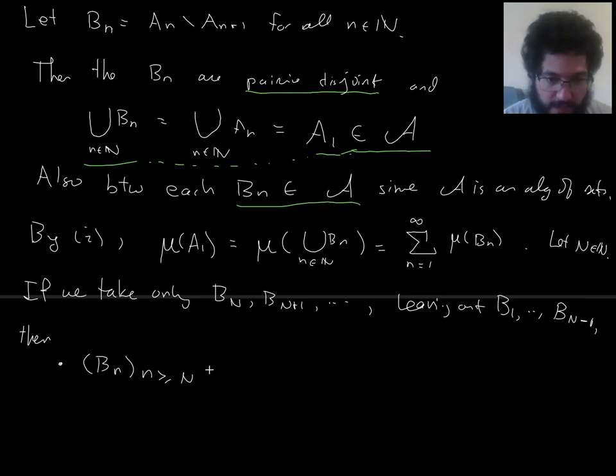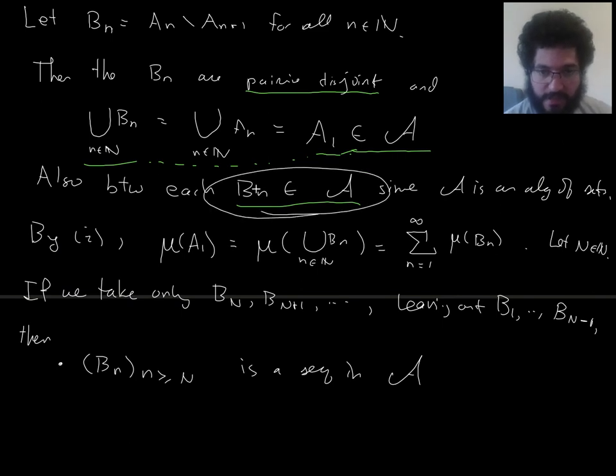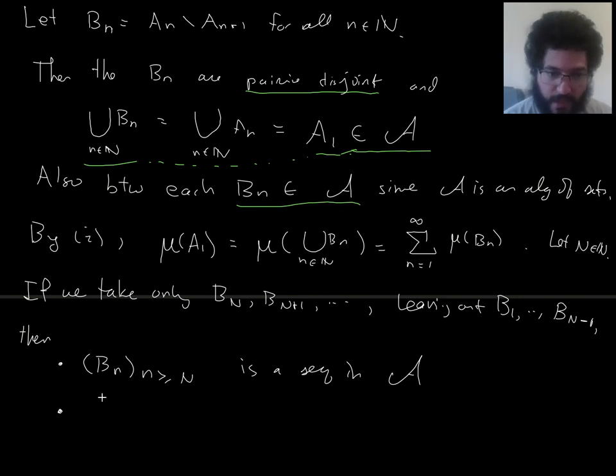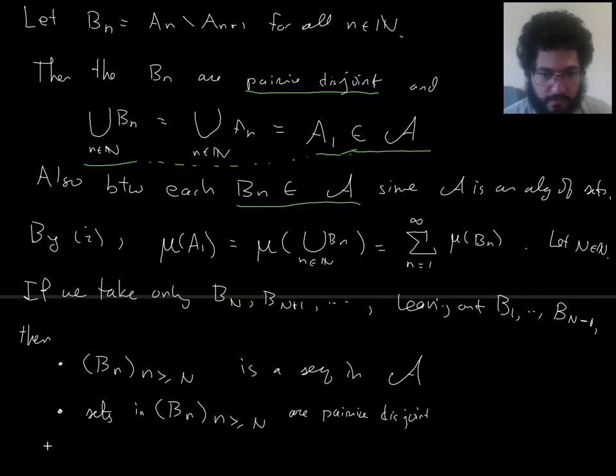Then this is a sequence in there, right? Because we've already established that all of these b sub n's are in our algebra of sets. And what else do we need? They're pairwise disjoint. The sets in there are pairwise disjoint because the full collection was, so any subcollection is going to have that feature. And what about the union?